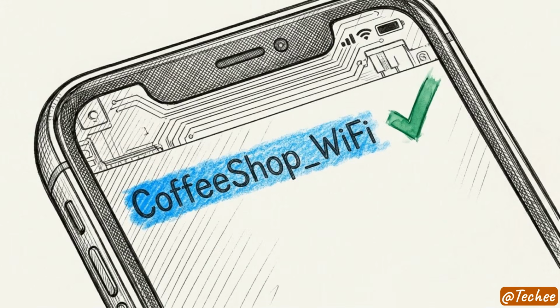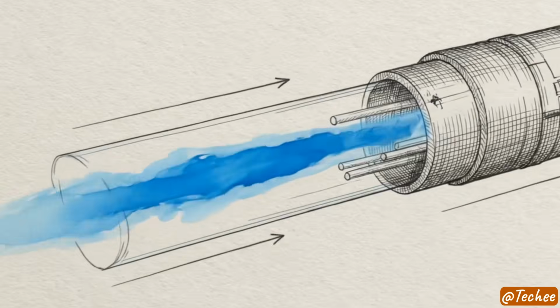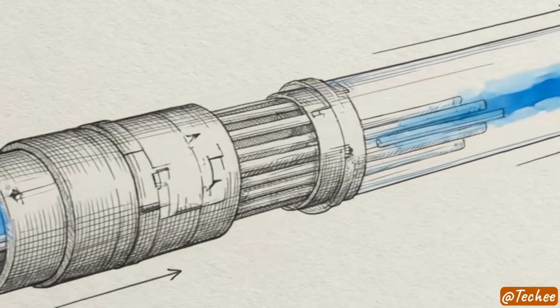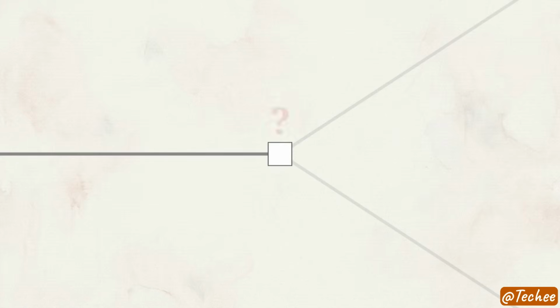This is a screen we are all familiar with. You select a network name, a checkmark appears, and you are online. But behind that simple checkmark is a strict technical requirement. To send or receive even a single email, your device needs a digital mailing address, known as an IP address. Without one, the network simply does not know where to deliver your data.